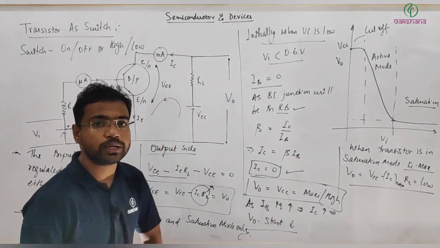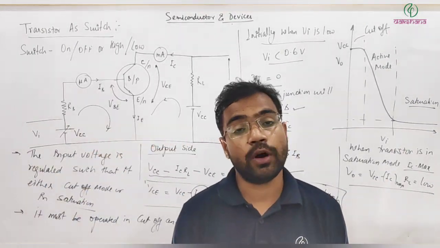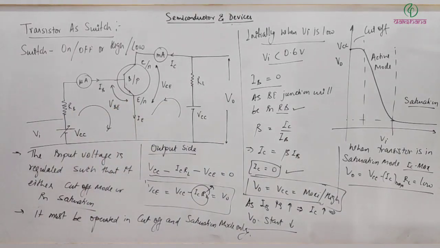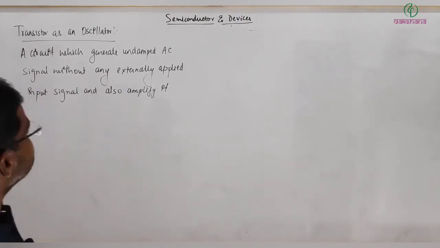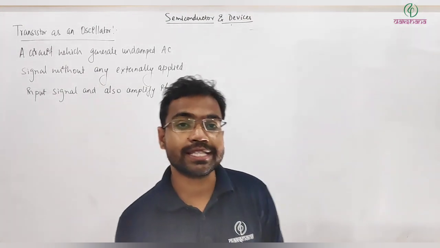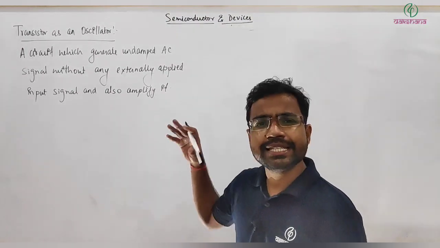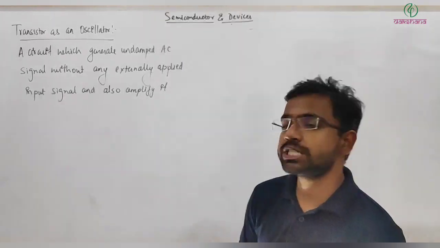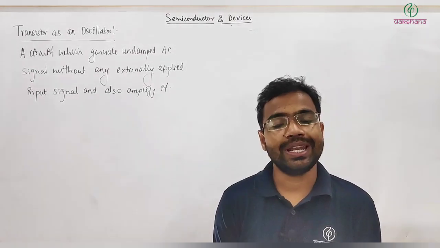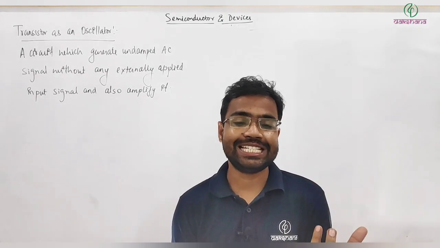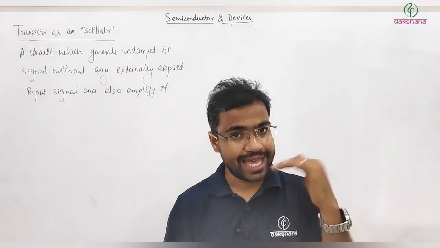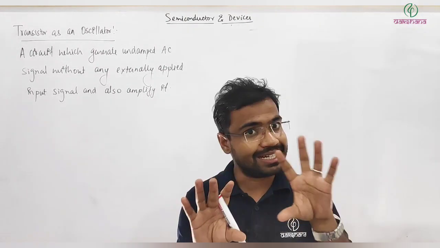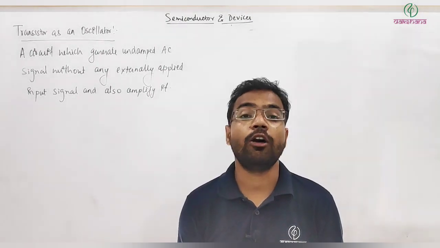Let's see the next part, when we are using the transistor as an oscillator. This is a circuit which generates an undamped AC signal without any externally applied input signal. Suppose for some circuit you want an AC signal of a particular frequency, with constant amplitude, an undamped signal. Then how can we generate it?